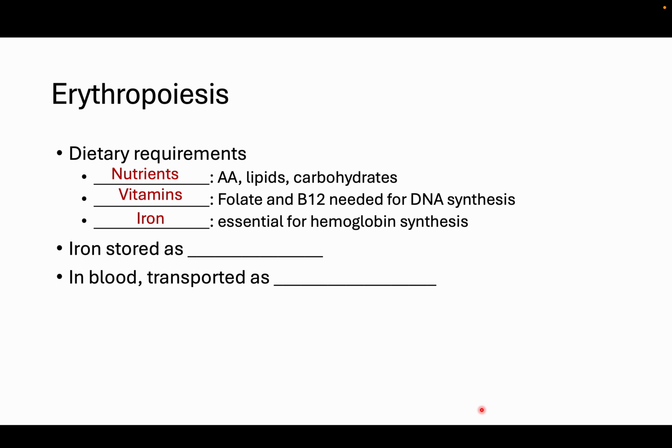The iron that your body has is stored as ferritin, and in blood it is transported as transferrin. You typically don't have free iron just floating in your blood, but it's going to be a component of some protein, either bound to ferritin, transferrin, or hemoglobin, or some other protein.